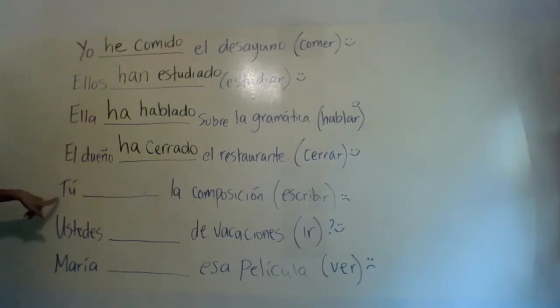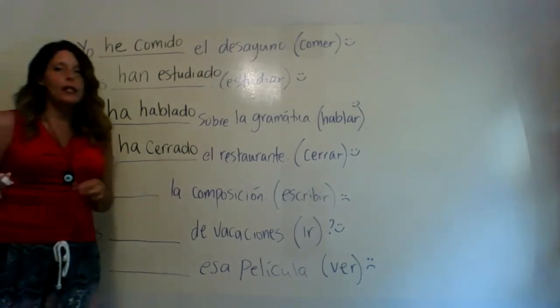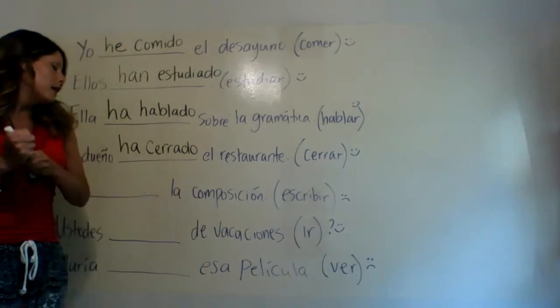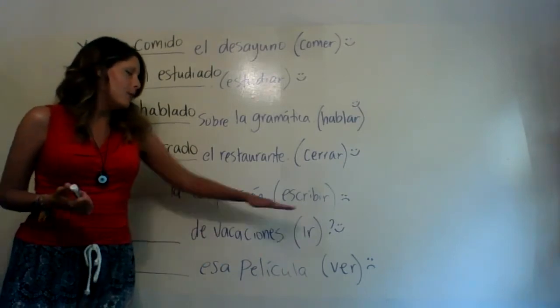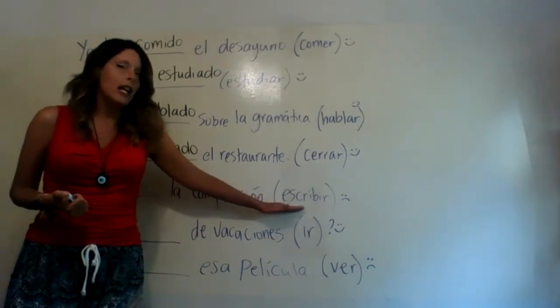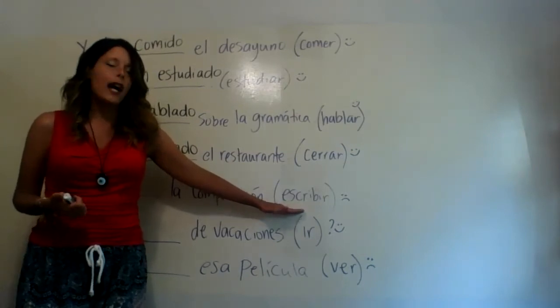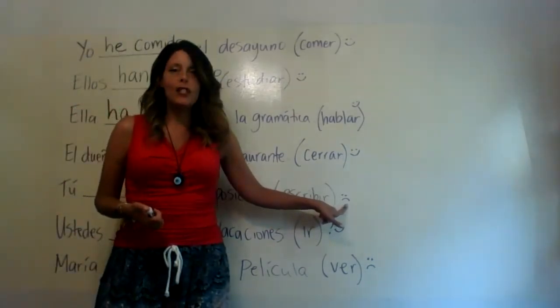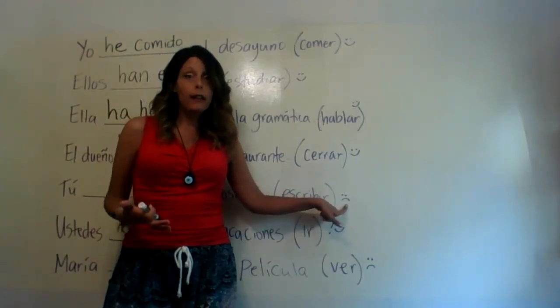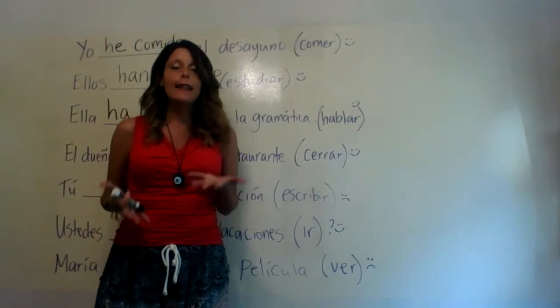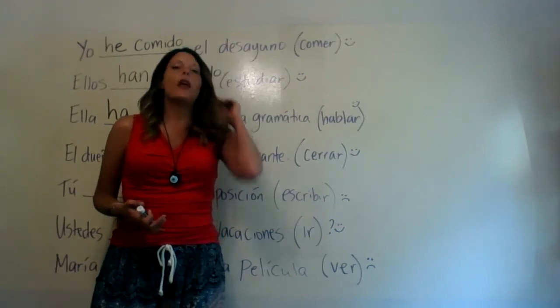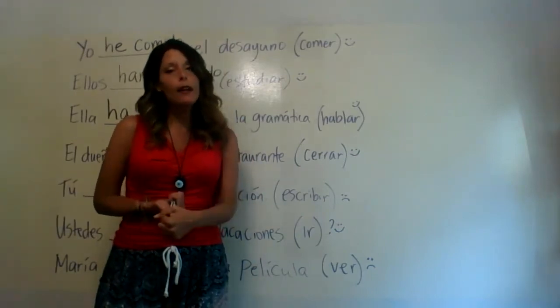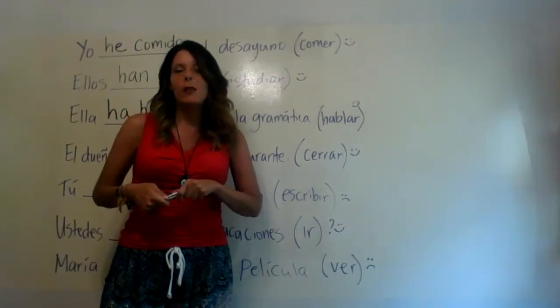For this next sentence, the subject is tú. So one of the ways to say you, the subject is tú. Then we see something about la composición, the composition. Then we see we're going to be turning this verb into a participle, escribir, to write, but that's not a happy face. That's a little sad face. Why? Because escribir is one of the irregular participles that you just have to have memorized in Spanish. So escribir is one of our irregular participles.